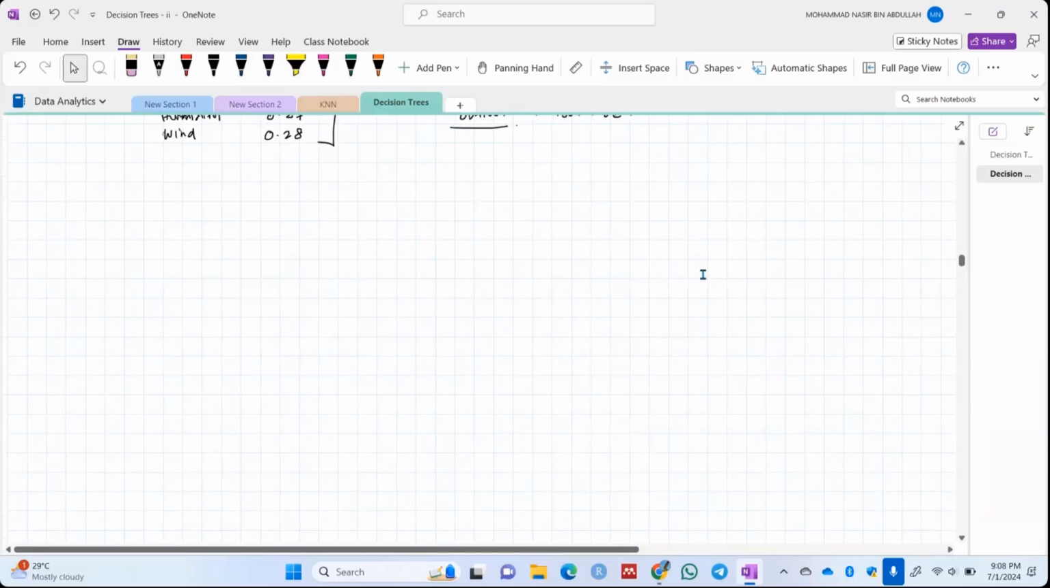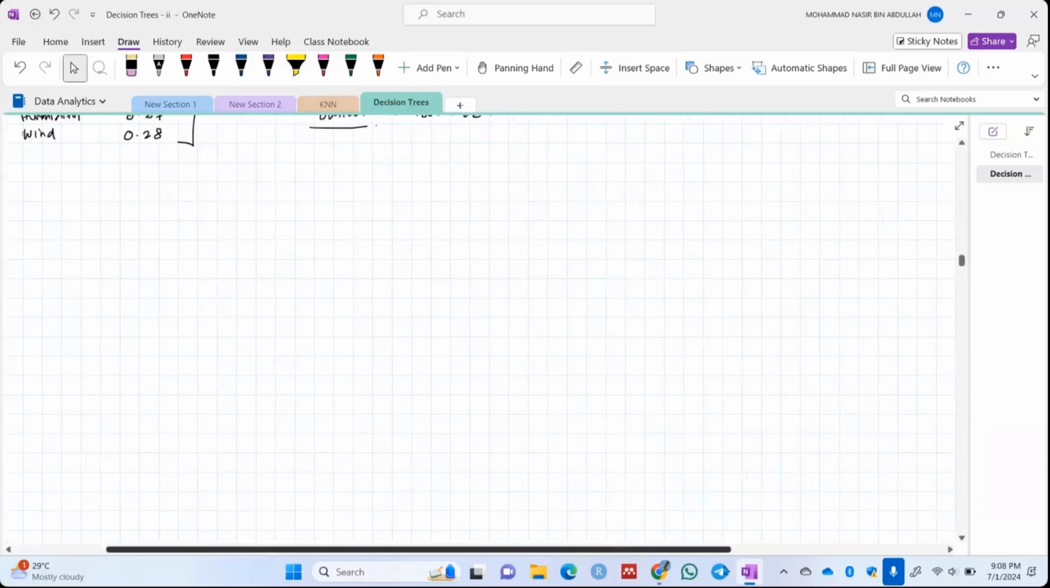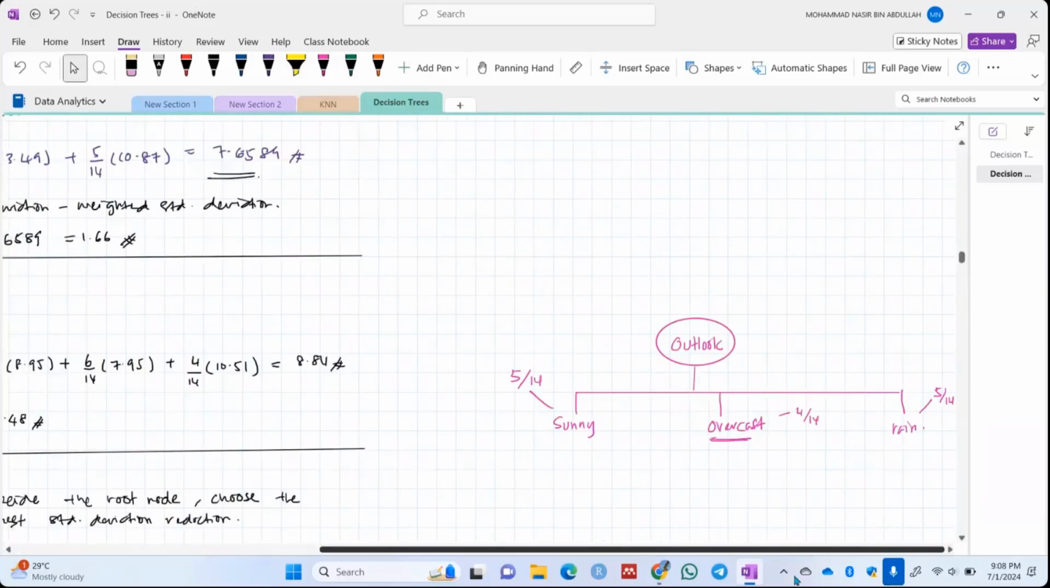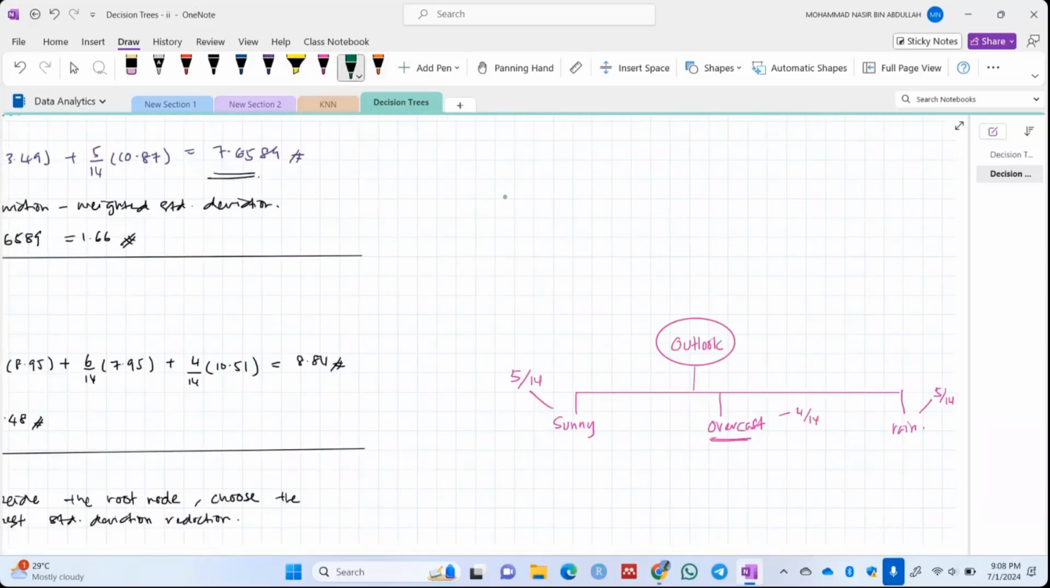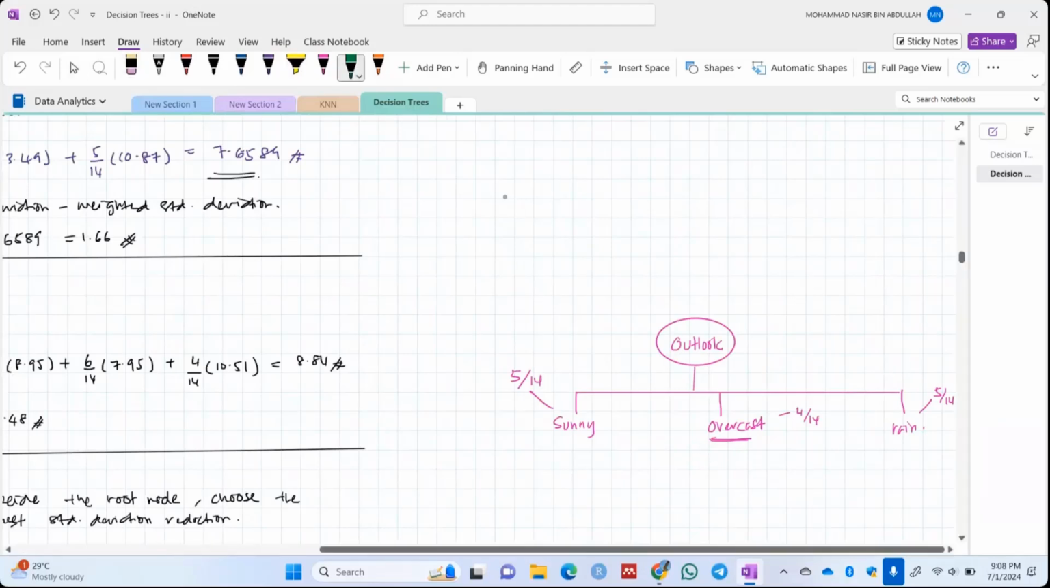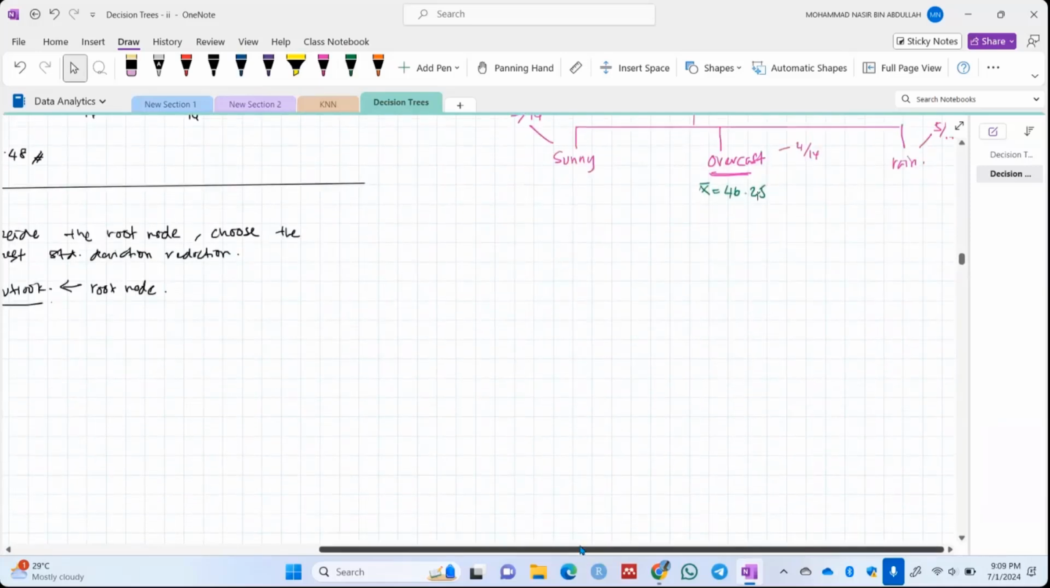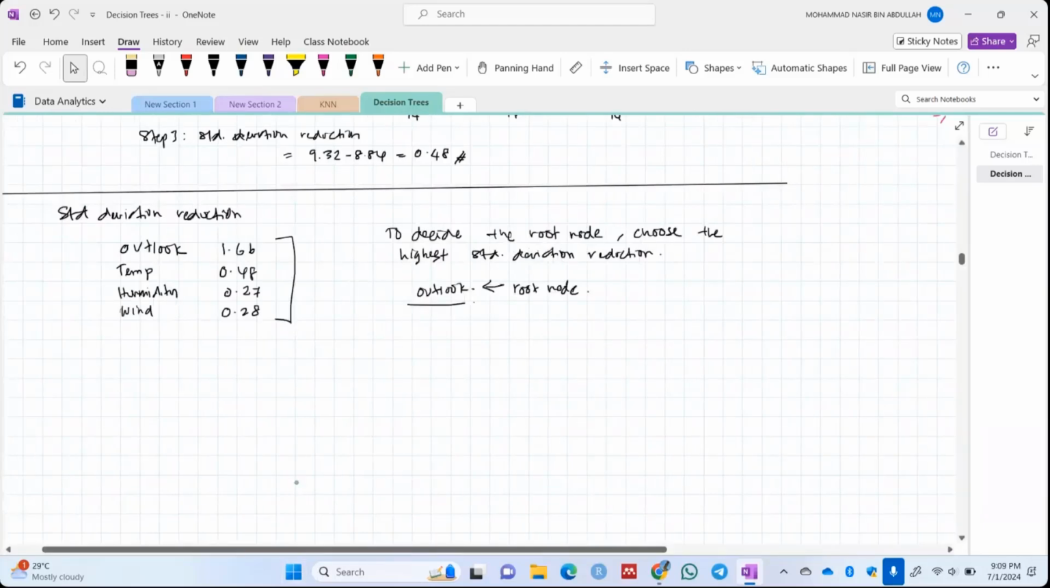So that one is going to be how much? 46.25. This is x bar equal to 46.25. Now, since Sunny and Rain have observations more than or equal to 5, we need to find the splitting node, the next variable, for the child nodes, right?